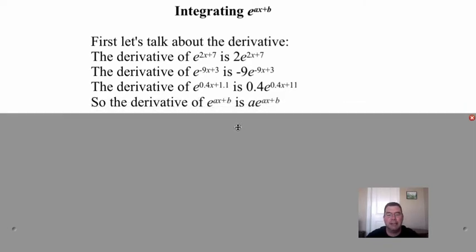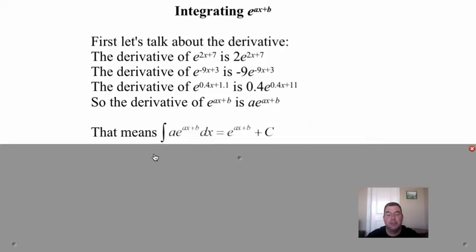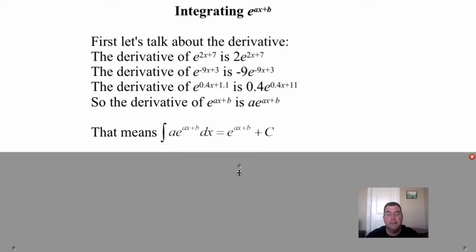So in general, the derivative of e to the ax plus b is going to be a times e to the ax plus b. Whatever x is being multiplied by is going to be sticking out in front of the derivative. What that means is, if I go backwards and start at a times e to the ax plus b, the antiderivative of that gets you back to e to the ax plus b plus a constant. Don't forget about that, plus c.